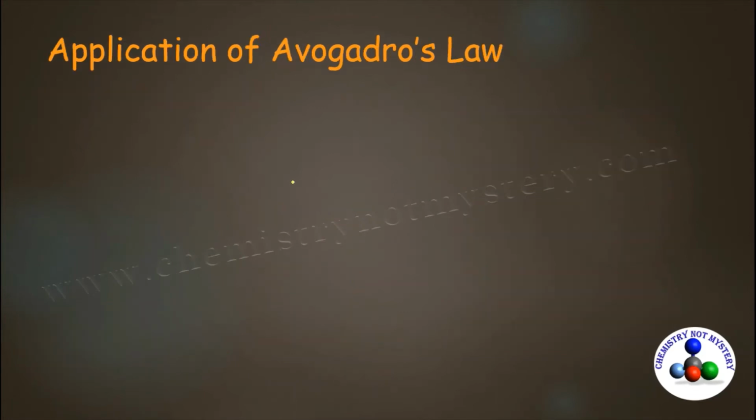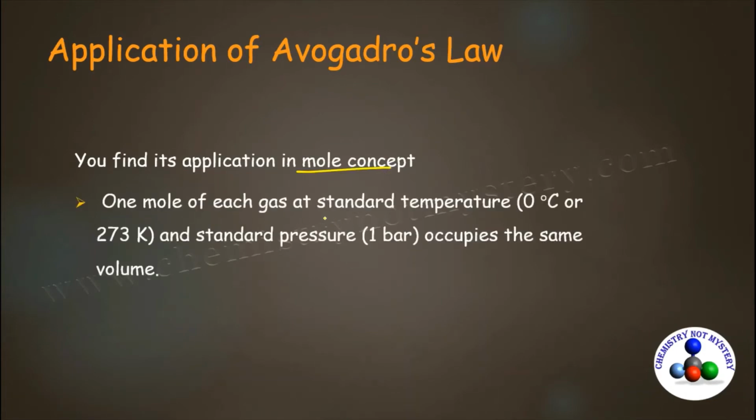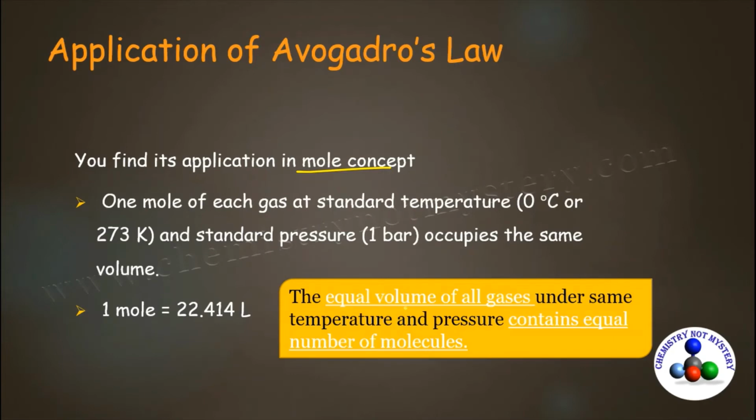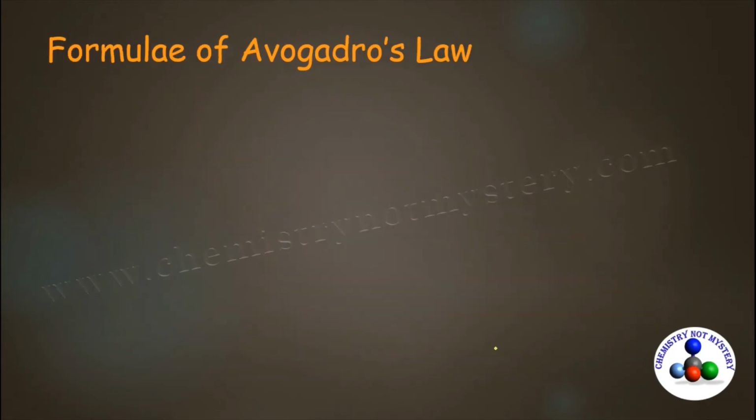So what is the application of this Avogadro law? You can find its application in the mole concept. 1 mole of each gas at constant temperature and standard pressure occupies the same volume. 1 mole of any gas occupies 22.414 liter volume. That means equal volumes of all gases under the same temperature and pressure contain an equal number of molecules.